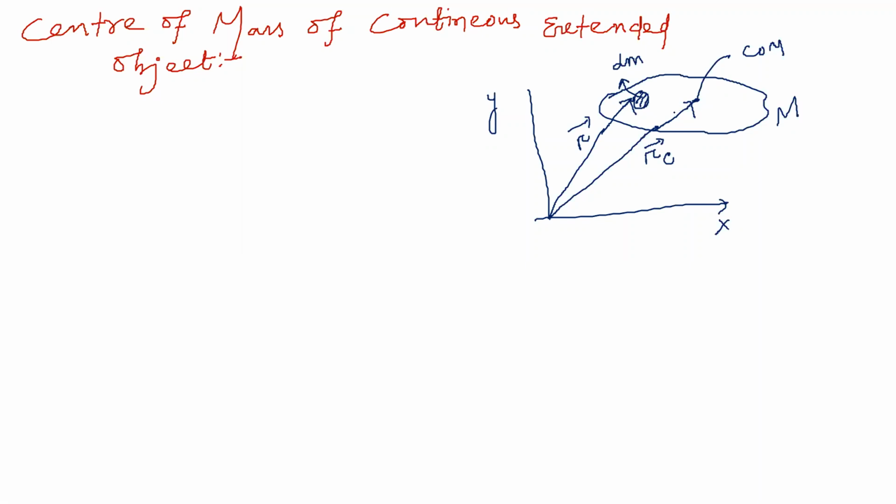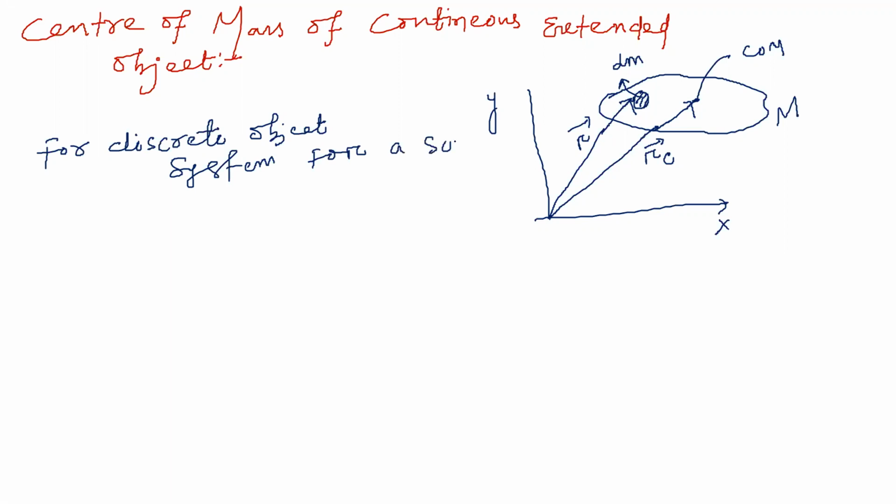So students, previously we already know, for a system of particles, that means a rigid body, what is the formula for rc? We already know, summation of mi ri, every individual particle we are taking, that is i equal to 1 to n, if n number of particles are there, all divided by summation of mi, with i equal to 1 to n.